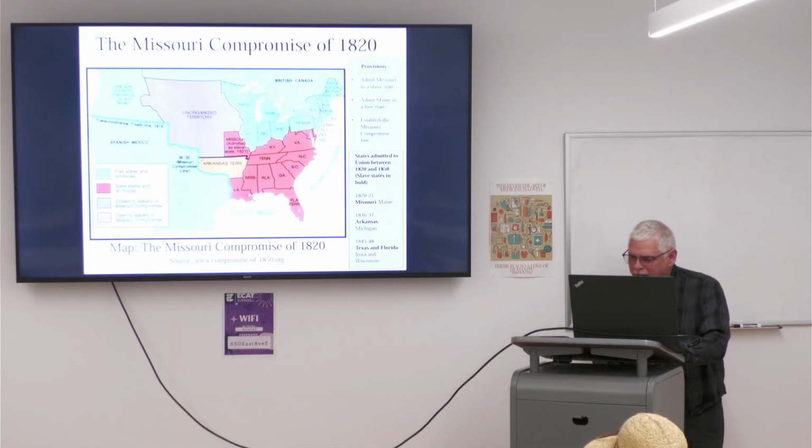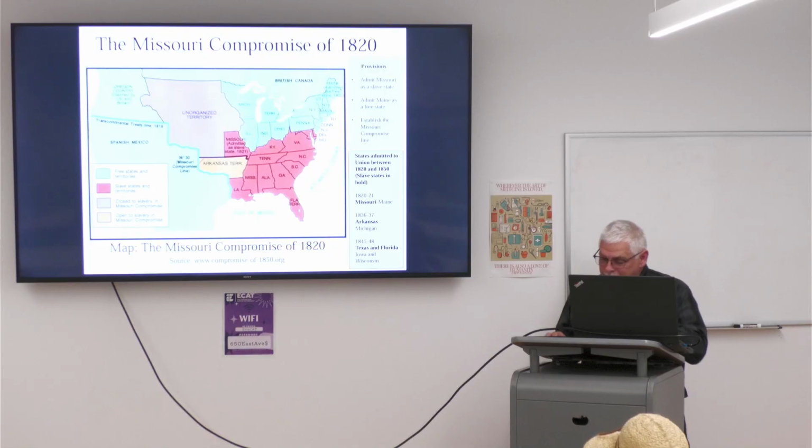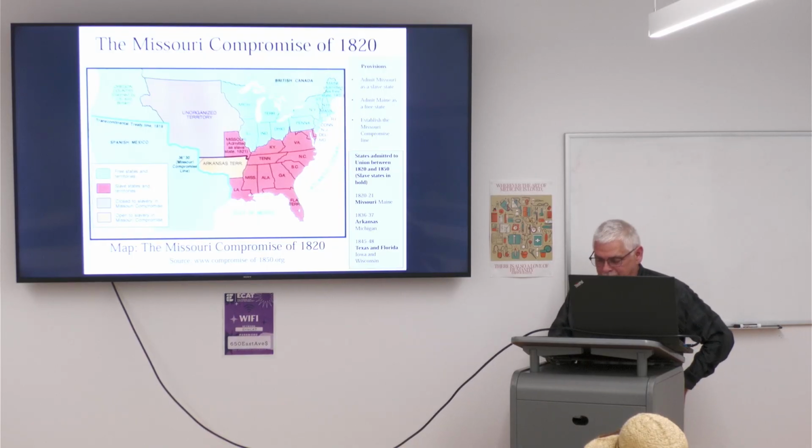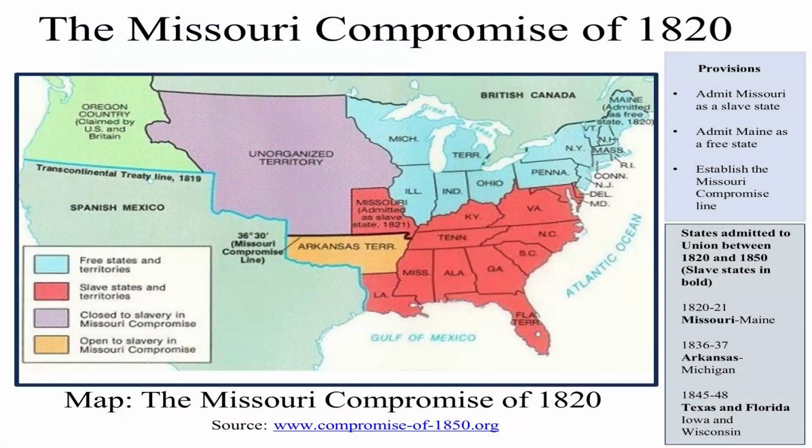So the Missouri Compromise of 1820. In 1820, there were roughly 1.5 million slaves in the slave states. The total population of the United States was roughly 9.6 million. Thus, 15% of the population were slaves. There was a balance in the U.S. Senate of free states and slave states at 11 each.